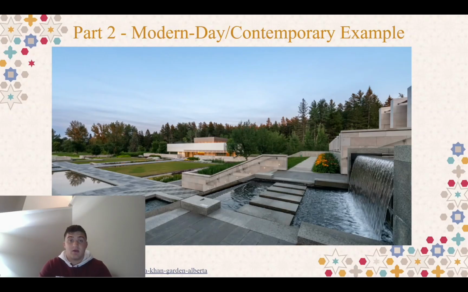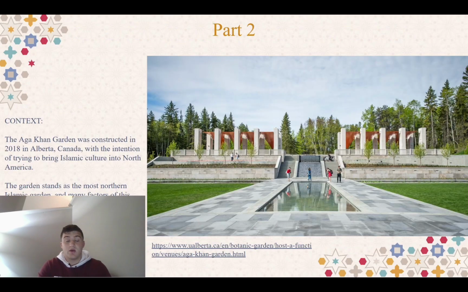So for our modern day or contemporary example, we went with the Aga Khan Garden, as pictured here in this first slide. The Aga Khan Garden was constructed in 2018 in Alberta, Canada, with the intention of bringing Islamic culture and construction into North America.